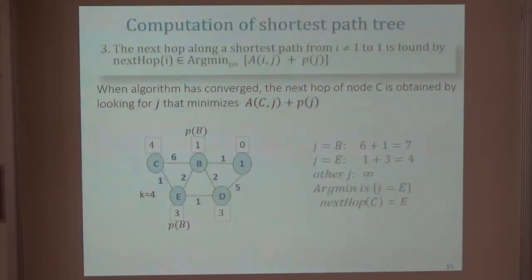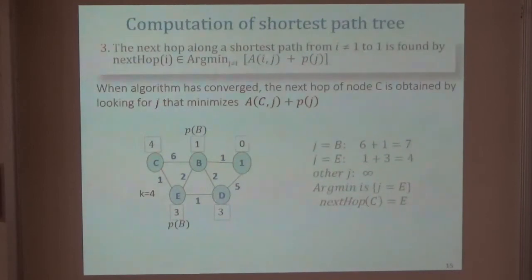So for example, if we are node C, and we apply this, when the algorithm has converged, here are the 5 values of P. If I am at node C, I can ask my neighbors B and E, what are their values? They are 1 and 3. Then I compare. If I go through B or through E, if I go through B, I find 7. If I go through E, I find 4.